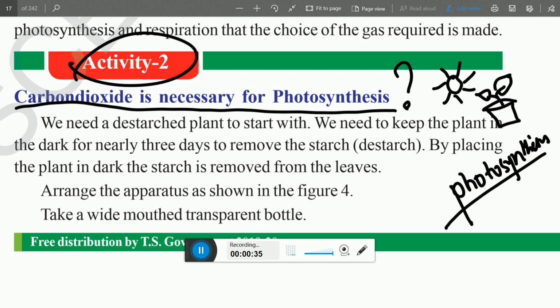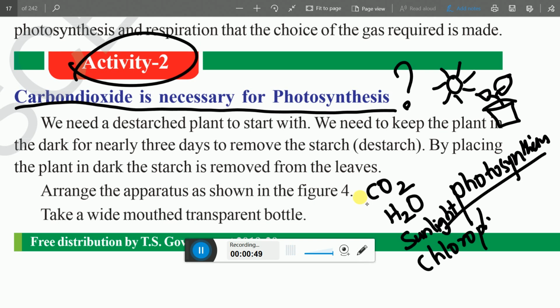For that, some parameters are needed. First one is carbon dioxide. Second one is water. Third one is sunlight. And the next one is chlorophyll. So these four parameters are most important.